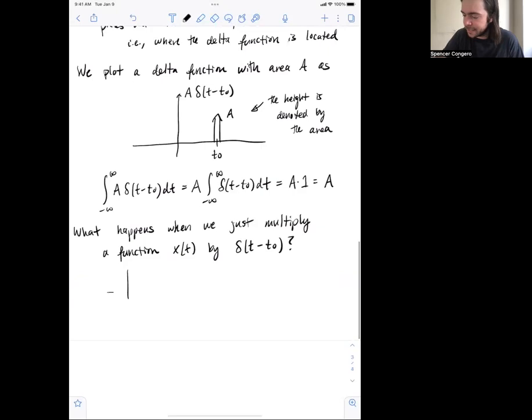Let's think about it. So let's say I have some function, who knows what it looks like. Maybe this is my x of t. Okay, and let's say I label some point t naught. And so the value of x of t there is just x of t naught. And what happens if I multiply that by a delta function at that t naught location? So this is delta of t minus t naught. Okay, what happens when I multiply them?